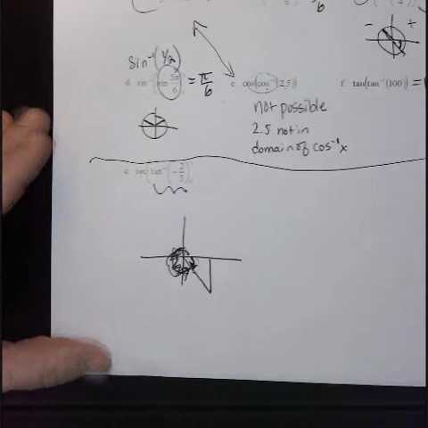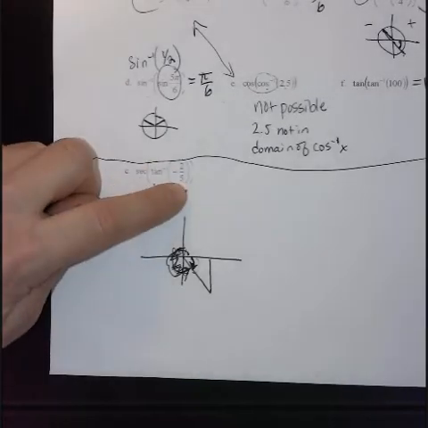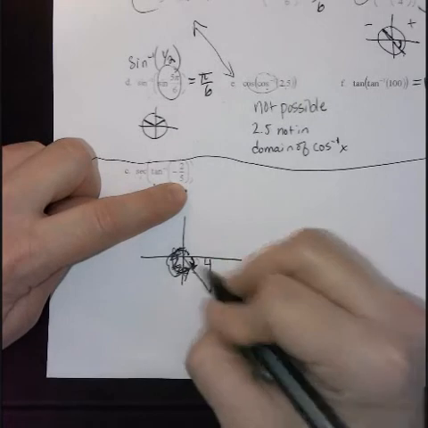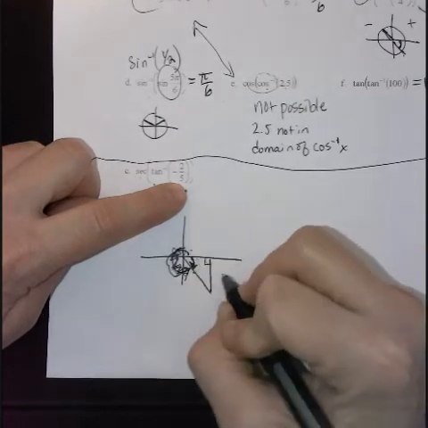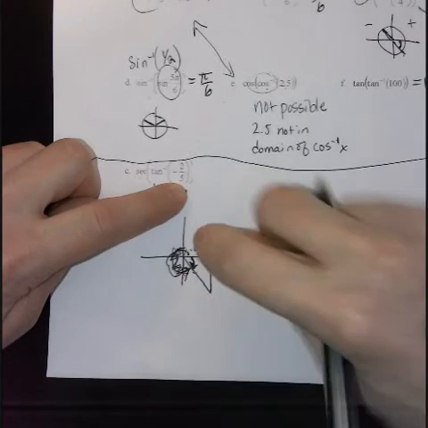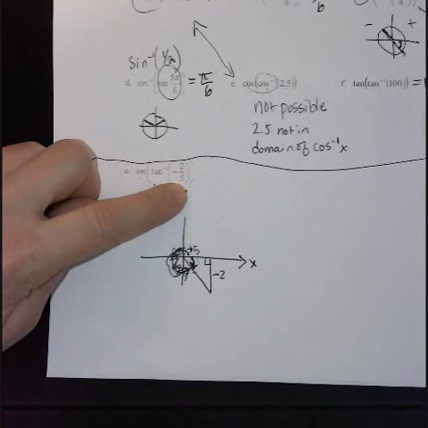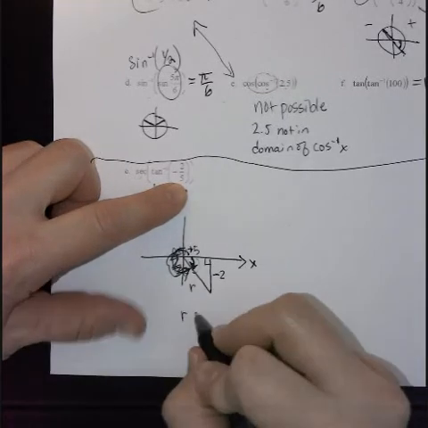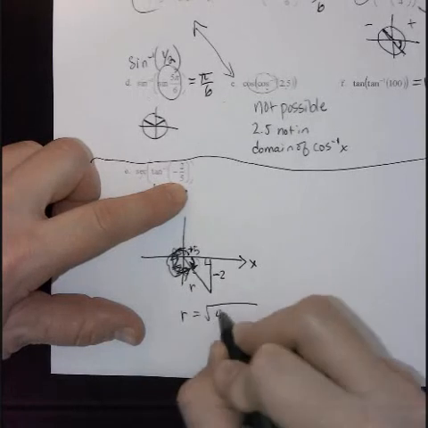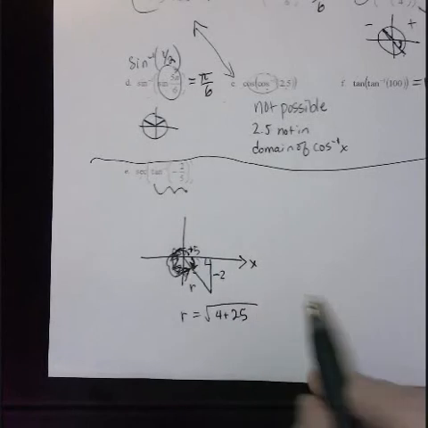Okay, so the tangent is negative 2/5. We can just use opposite over adjacent, 2/5. I'm going to give this one the negative sign because that's below the x-axis, and this one's positive. Then find r. R would equal the square root of 4 plus 25. So square negative 2 and square 5. So that's the square root of 29.